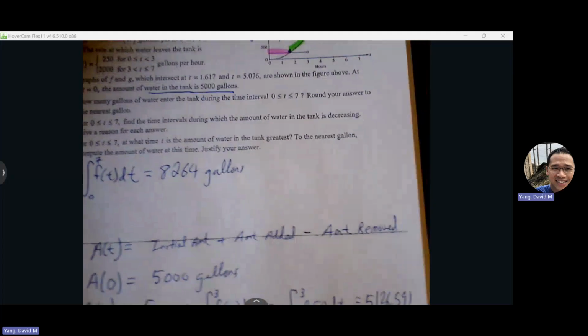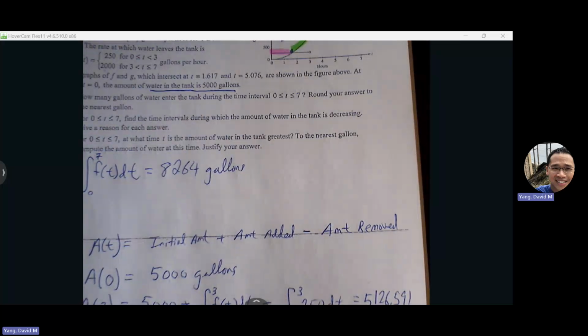Let's move into our quiz review for area volume. I want to just make sure I do a little bit of that each day. So let's look at page 7.